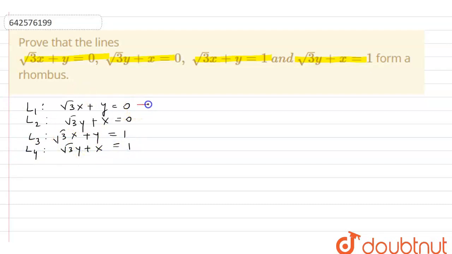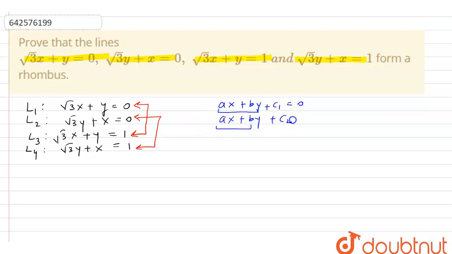Now if you see, line 1 and line 3 are parallel lines. Similarly, line 2 and line 4 are parallel lines. So what is the condition of parallel lines? Let me tell you. If we have a line like ax plus by plus c1 equals to 0 and I need to find a line parallel to it, then I need to make the x and y coefficients the same as line 1. So the components of x and y will be similar in case of parallel lines. The difference is only in the constant terms.